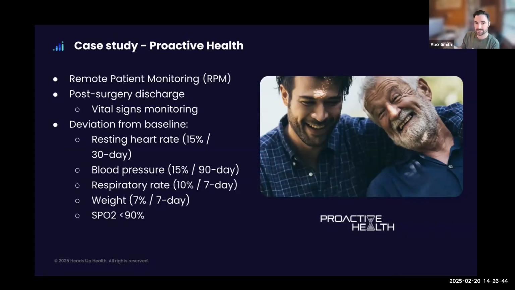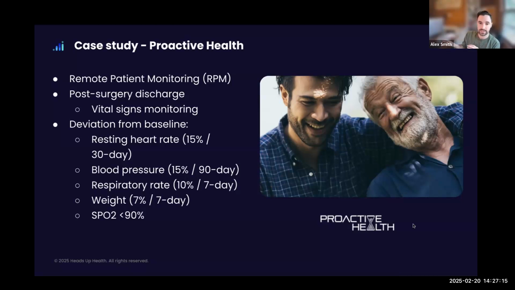For respiratory rate, 10% deviation from 7-day baseline. And for weight, they're looking at a 7% deviation from a 7-day baseline. And they started out with these configured all the same way, I think 15% 30-day. And over time, they iterated and found that these were the optimal baseline period and deviations to look at. So they have a great setup, and they get a lot of these alerts in every day, and they're able to focus their attention on each one of those.